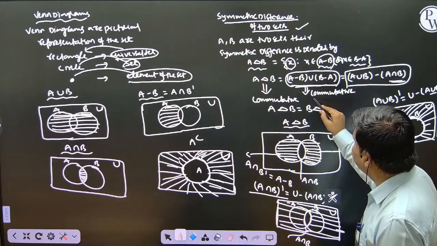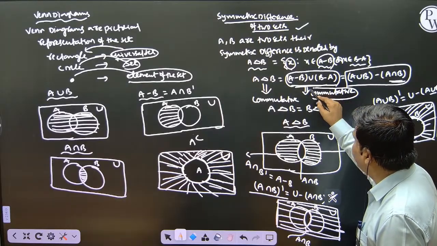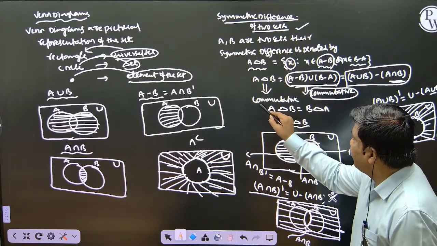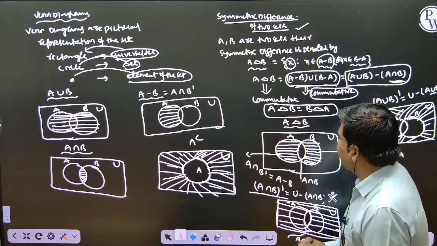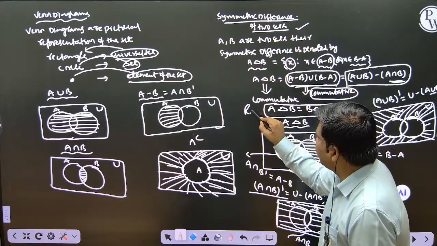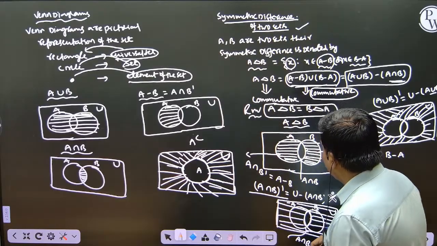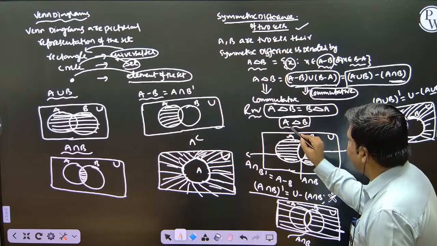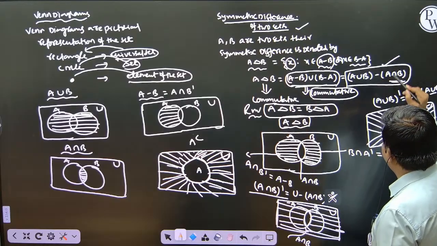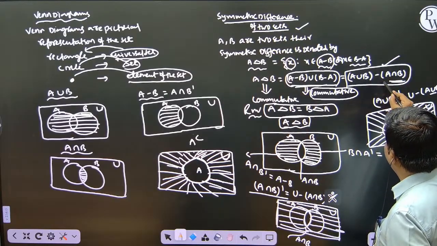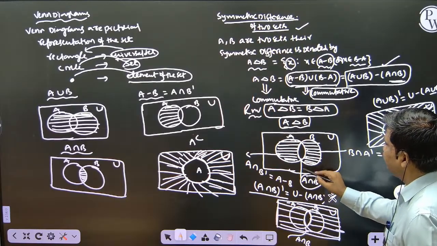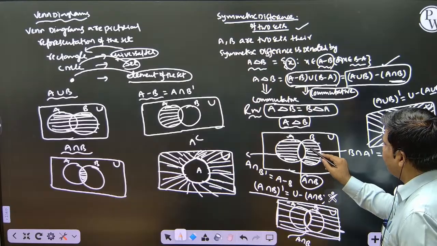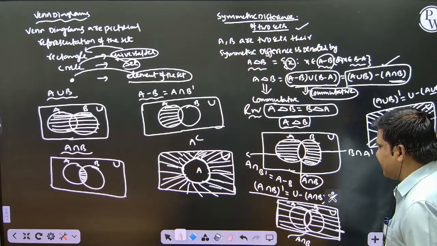As you are aware, union satisfies the commutative property. That's why the symmetric difference also satisfies which property? The commutative property. But how do I draw this Venn diagram? From this you see, from A union B you want to delete the A intersection B part. This is A union B, from which I deleted A intersection B.